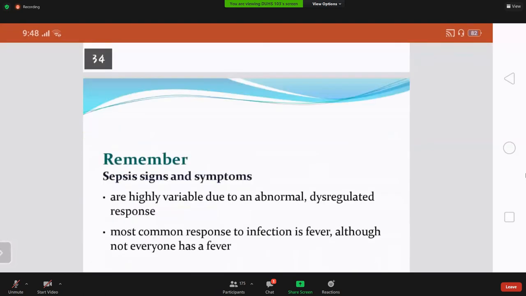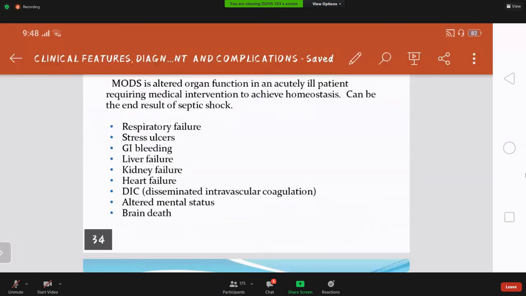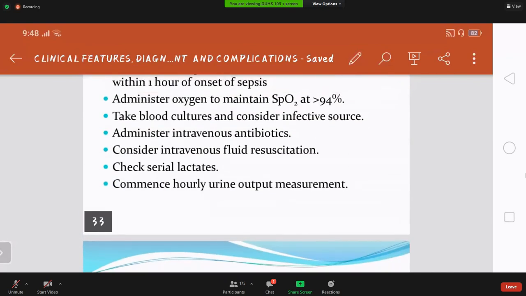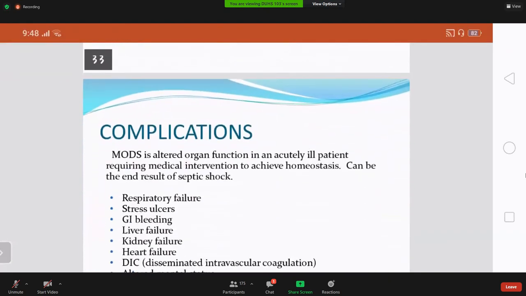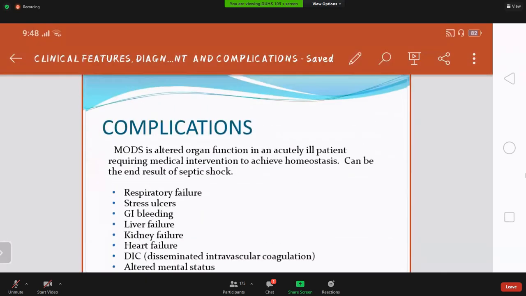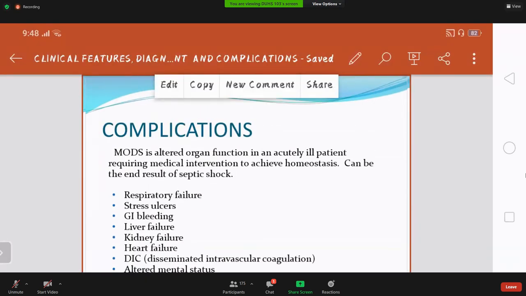You need IV antibiotics and IV fluids, and you need to maintain the oxygen saturation above 94. Before starting antibiotics, you need to send two sets of cultures, and then you need to closely monitor your patient. You have to monitor the urinary output and the vitals of your patient. So this is all about sepsis and SIRS: clinical management, diagnosis, and the complications.